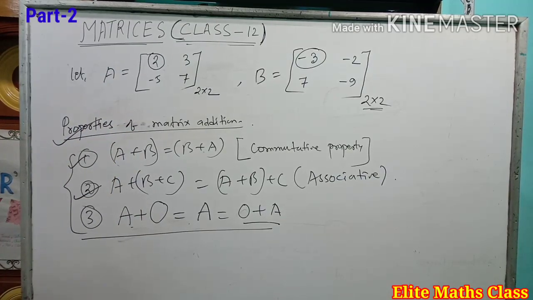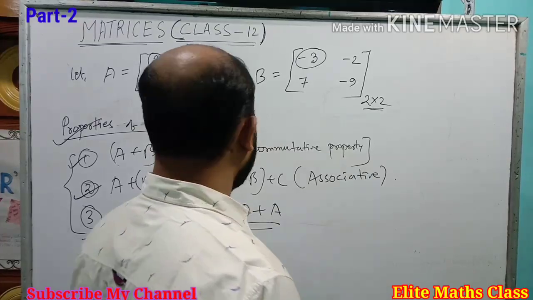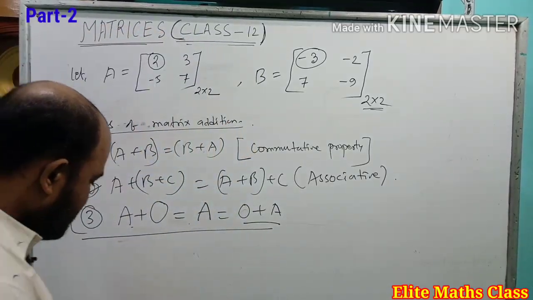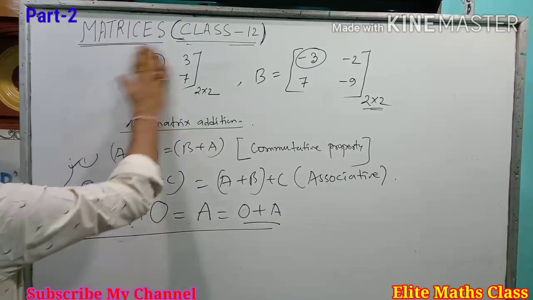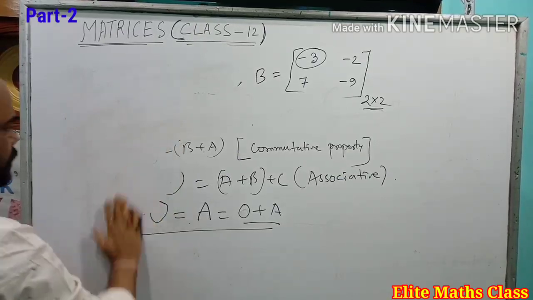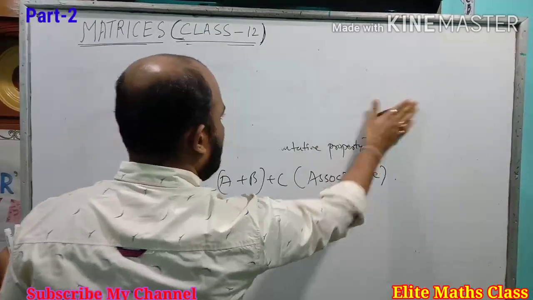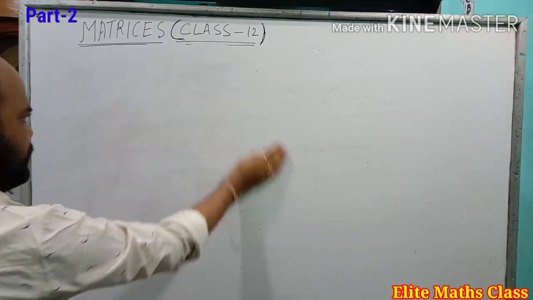Now let us see what is subtraction. Subtraction is nothing but addition, the same thing. Before that let us see what is negative of a matrix. Negative of a matrix and additive inverse. Inverse is actually of two types. Matrix inverse are of two types. One is multiplicative inverse and another one is additive inverse.